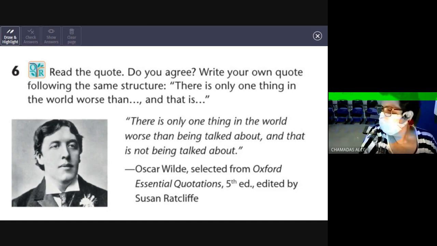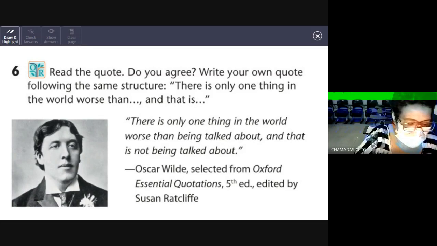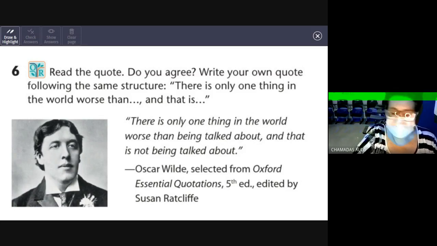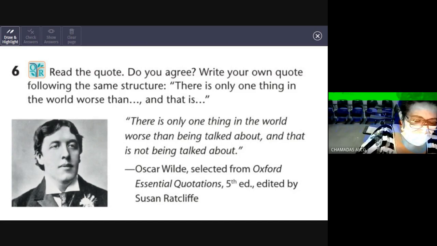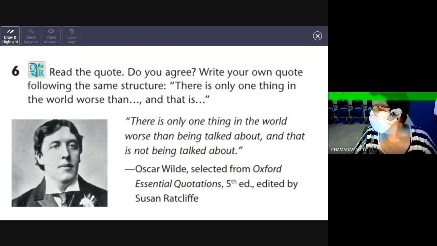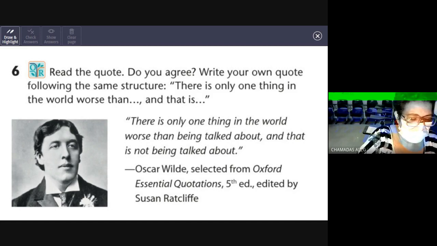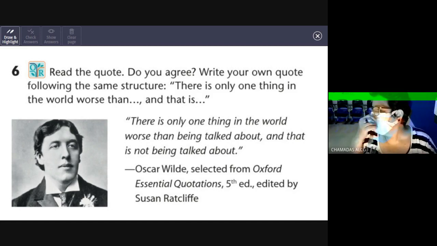Oh God, can't really see that very well. Camping in the mountains in winter is the worst one. And that is camping in the desert in the summer. Okay.